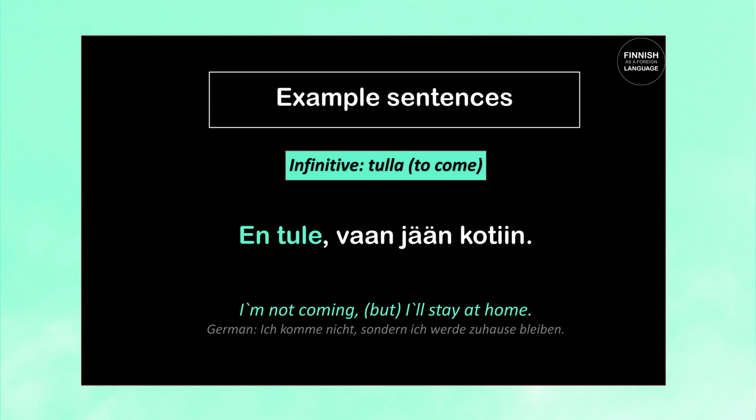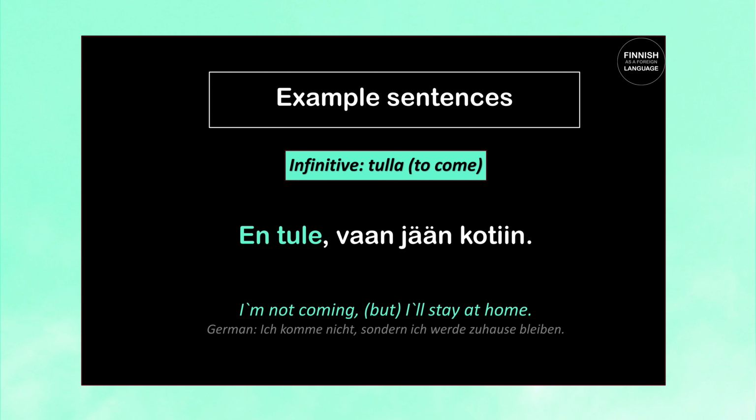It's the first person singular negative present tense of the verb tulla, which means to come. Then we have vaan, which is but or rather, and it's used to show contrast or to indicate a difference between two things. So in this example, it shows, I'm not coming, but I stay at home. I'm not coming, I rather stay at home. So you see here the contrast.